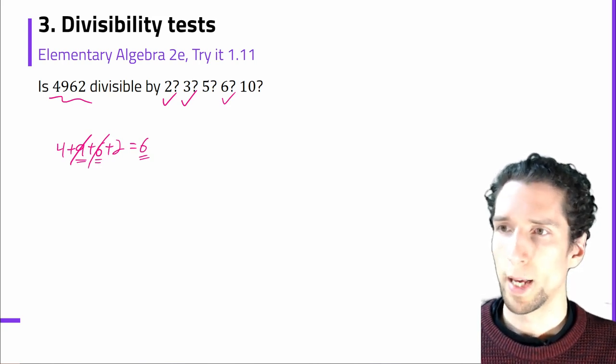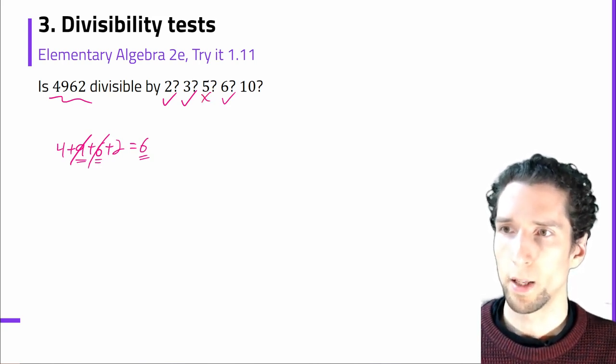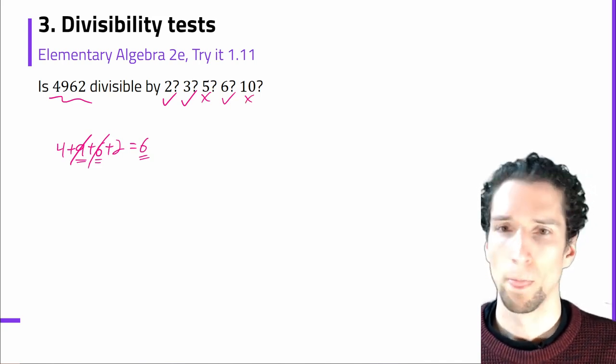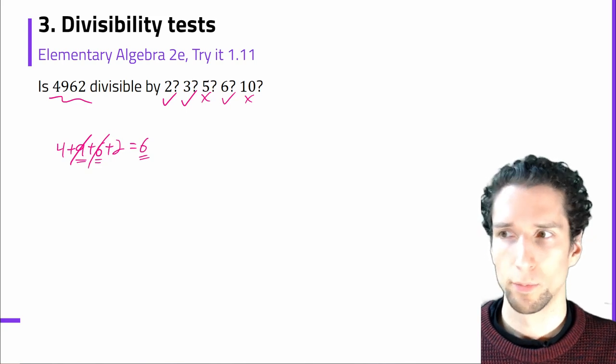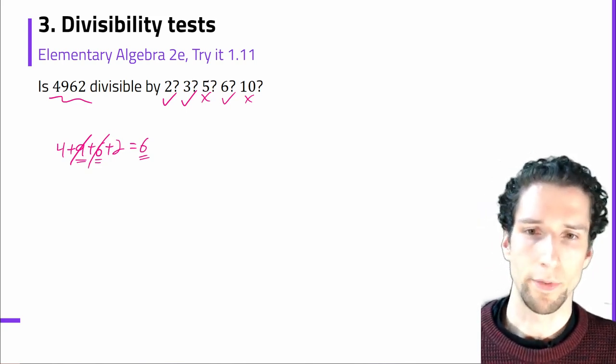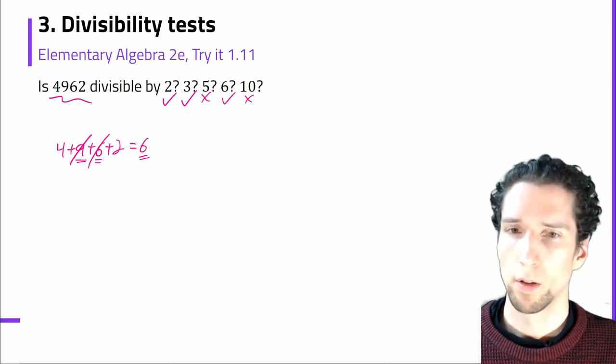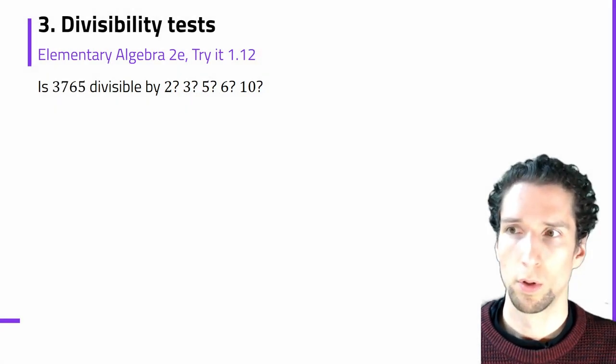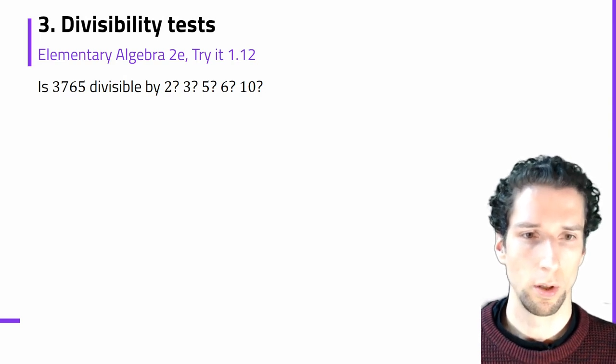By 5, the last digit's a 2, so no. By 10, the last digit's not 0, so no. Done. If you need to write something out, great, but if you can do these in your head, that's fine. That's my turn, and now your turn.